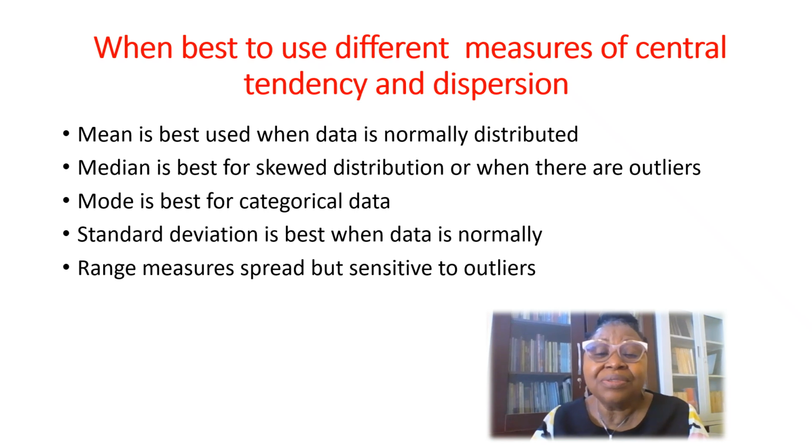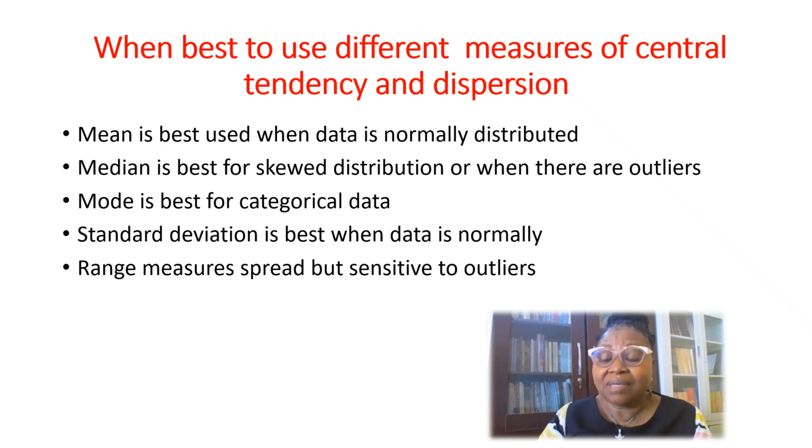When is it best to use different measures of central tendency and dispersion? Mean is best to use when the data is normally distributed. Median is best for skewed distributions or when there are outliers. Mode is best for categorical data. Standard deviation is also best when data is normally distributed. Range measures spread, but is sensitive to outliers.